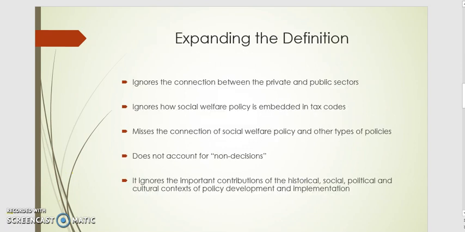This accounts for why we expand the definition of social welfare policy to include a variety of different factors. One of the reasons that we move beyond the Compton definition is because it ignores the connection between the private and public sectors. This speaks to the fact that policies exist in both the private sector and the public sector, and that these policies may overlap and may in fact contradict each other.